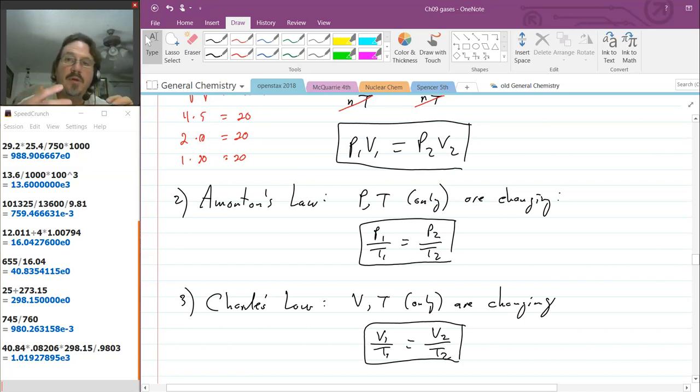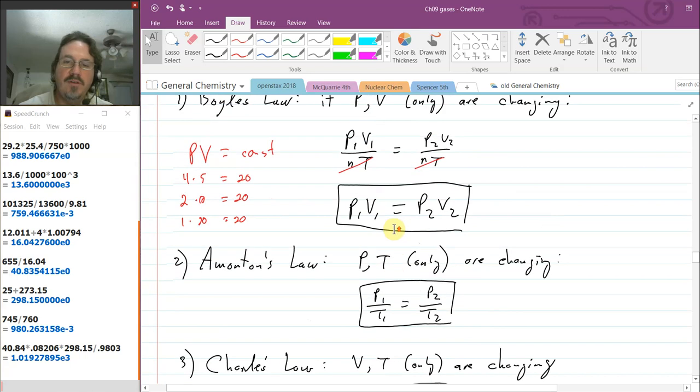What's going to happen? Since the volume can't change, the only thing that can is pressure, and so it's going to go up, it's going to go down, it's going to change. In this case, it's actually going to go up. That is called Amontons' law. Amontons' law is where only pressure and temperature are changing. Volume and N, the number of moles, are being held constant.